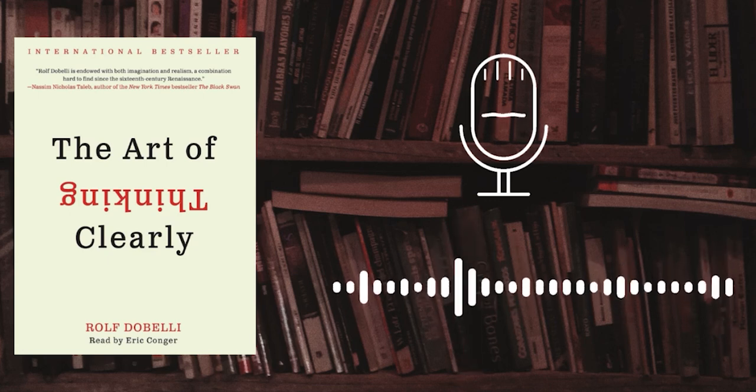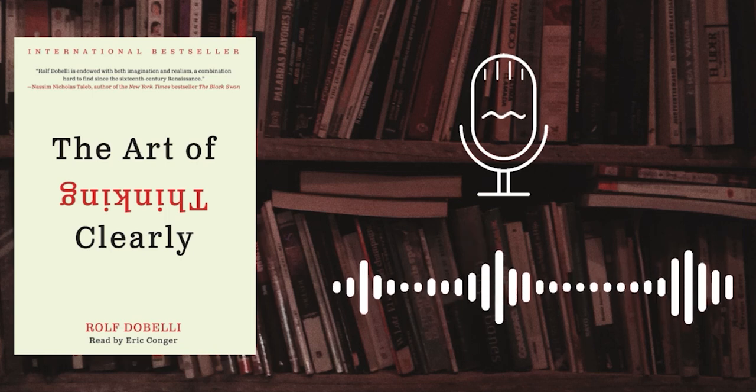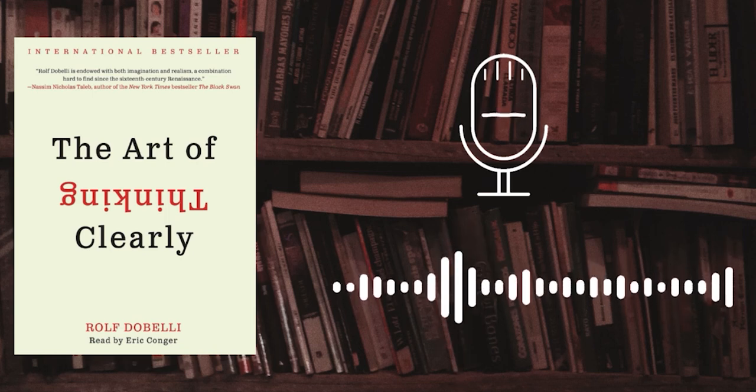Expectation bias. Expectation bias is the tendency to see what we expect to see, leading to confirmation of our preconceptions. This distorts our perception of reality. Understanding expectation bias helps us seek evidence-based information and challenge our assumptions.